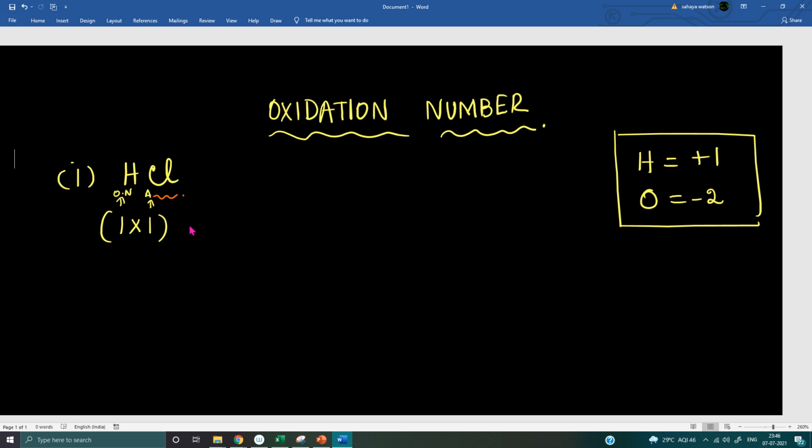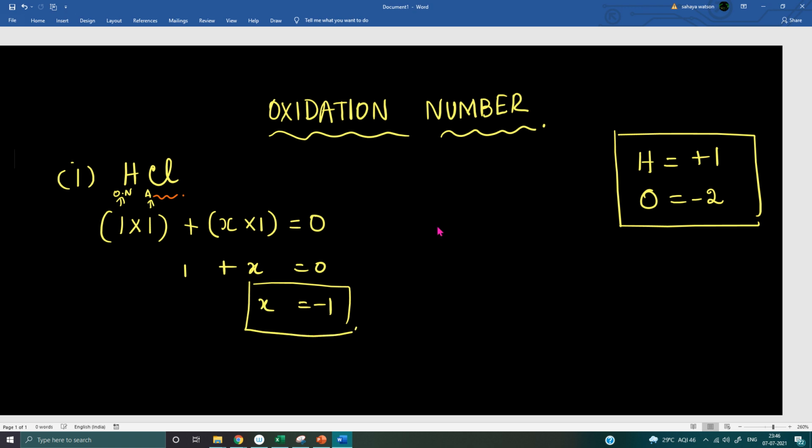So 1 into 1. I'm moving to the next element. So I have to write plus again. Oxidation number of chlorine we don't know, so let me write it as X, and the number of chlorine atoms is 1, which is equal to 0. Later I'll tell you why we are equating this to 0. Now let's do the calculation and find the answer of X. So 1 plus X is equal to 0 and X is equal to -1. So the oxidation number of chlorine is -1.